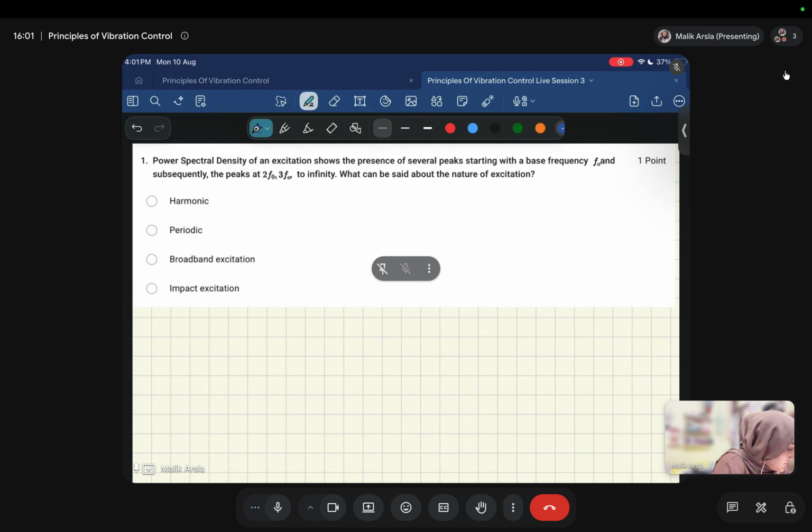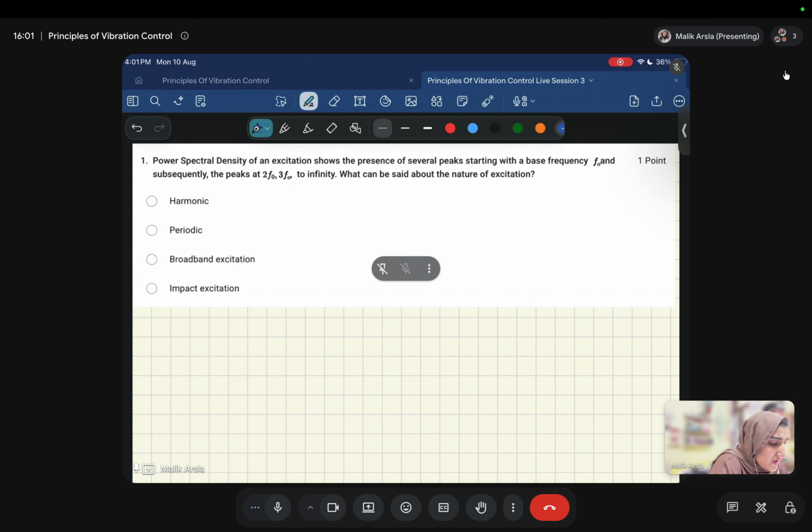So the first question we have is that the power spectral density of an excitation shows the presence of several peaks, starting with a base frequency f0 and subsequently the peaks at 2f0, 3f0 to infinity. So, what can be said about the nature of the excitation?